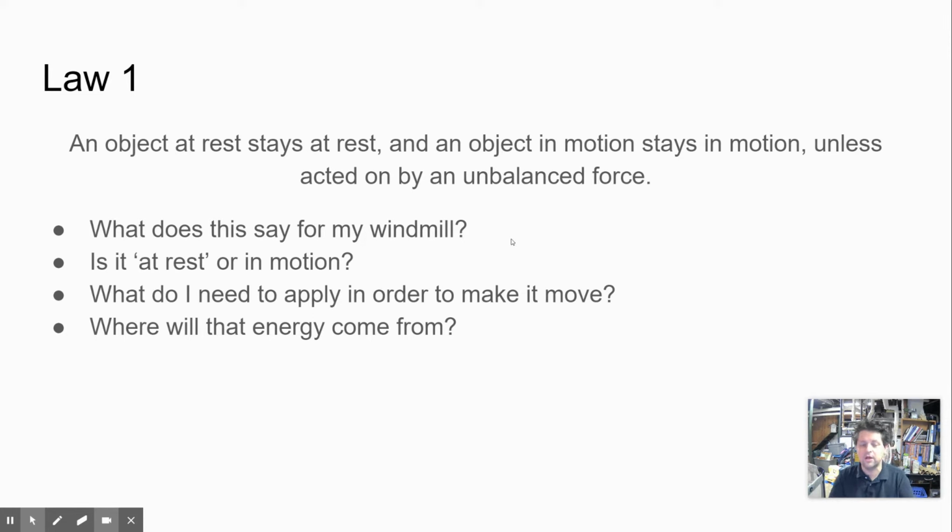Now, I want to be clear. Please do this in your own creative way. I'm not looking for you to just answer these four questions on one slide. I'd like you to talk about how this law applies to the windmill. What is the unbalanced force? How is it going to act on it? I don't want you to just say it's at rest or it's in motion. I don't want you to just answer these questions. I want you to do it in a paragraph.